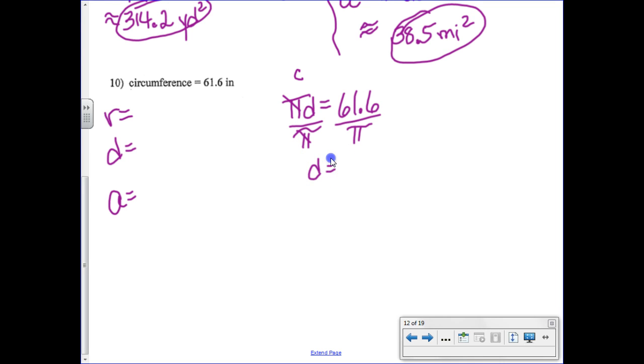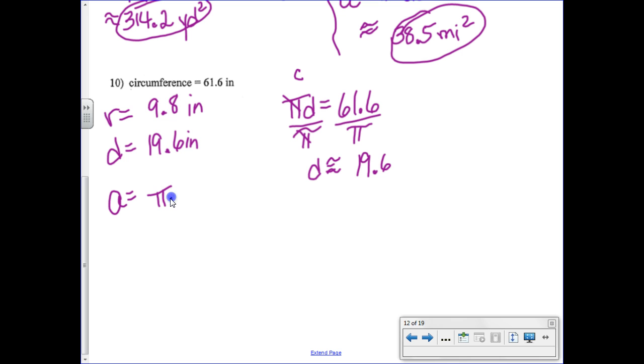This time, I get, when I round to the tenths place, around 19.6, because then it goes 19.60. All right, and that is in inches, so I'm going to say it's around 19.6 inches. Radius is always half of this, so this is probably around 9.8, I believe, inches.